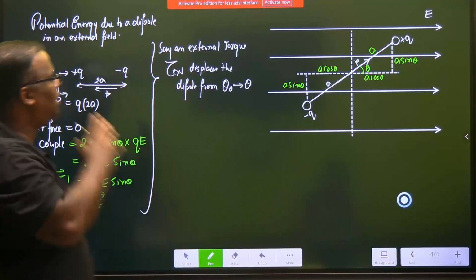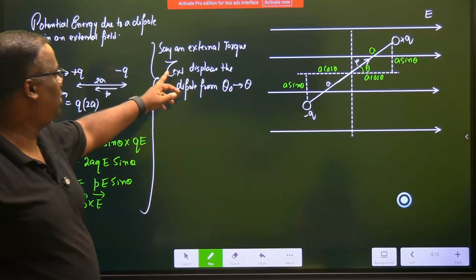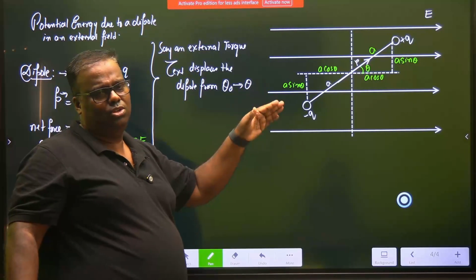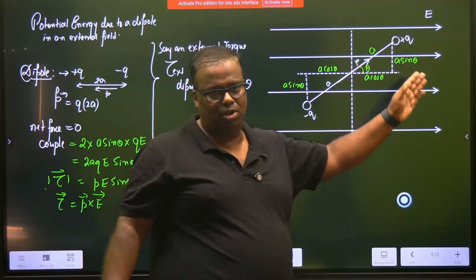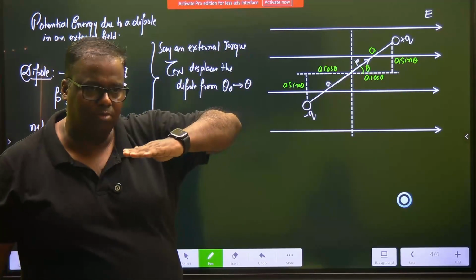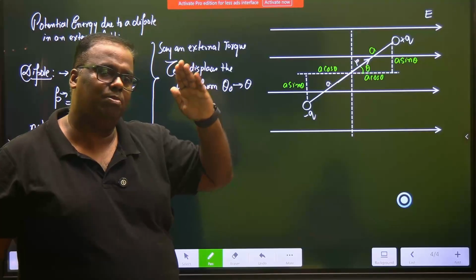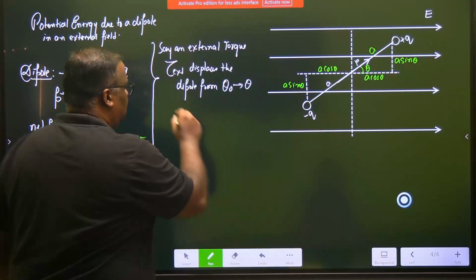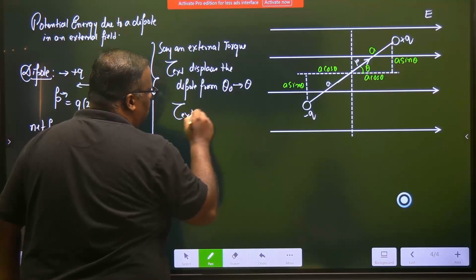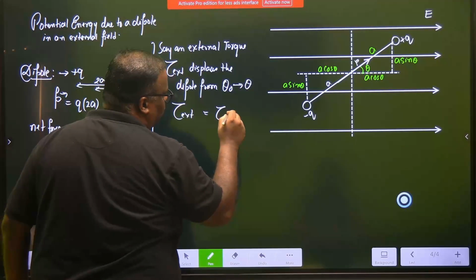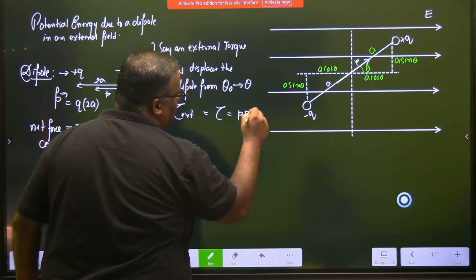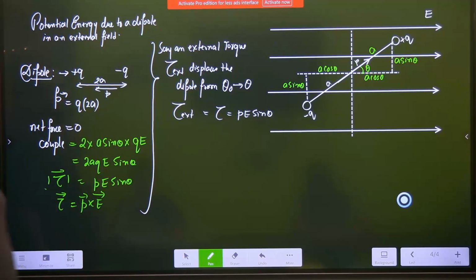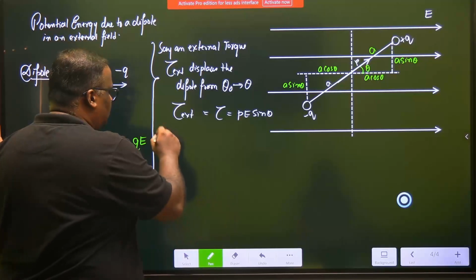So we are applying an external torque tau ext that displaces it from theta 0 to theta. Don't worry about where theta 0 is; theta 0 is the reference. From the reference, we have displaced it to some theta. That means this tau external must be equal to the torque which is given by PE sine theta. It has to be equal to that. Agreed?